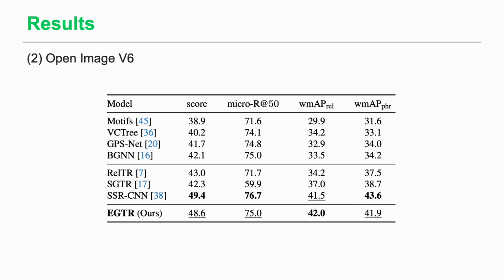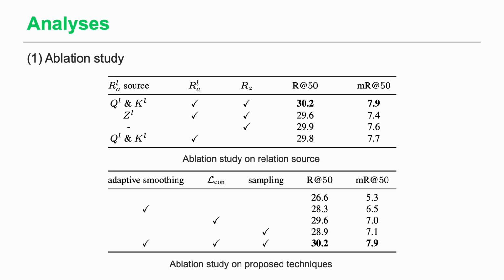For the ablation study on relation source, we verified the benefits of using attention queries and keys compared to the hidden states of each layer. As a relation source, attention byproducts showed similar triplet detection performance to the final hidden states, and incorporating both yields improved performance. The ablation study on proposed techniques demonstrates that our proposed techniques help to train the model framework effectively.